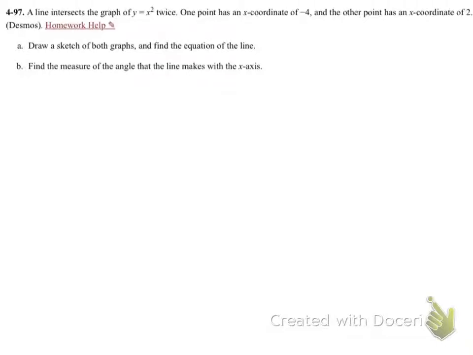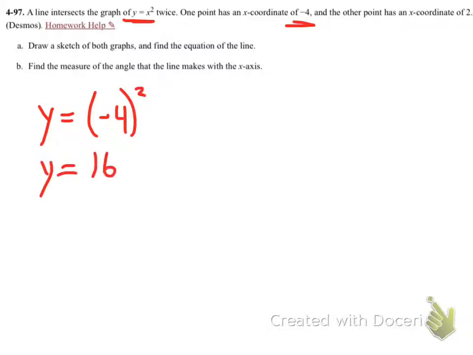Alright, taking a look at problem 4-97. We have our parent function for a parabola, y equals x squared. And we know that it has an x-coordinate of -4. So y equals (-4) squared, so that means y is positive 16. That gives me a coordinate point of (-4, 16) that is on that graph.